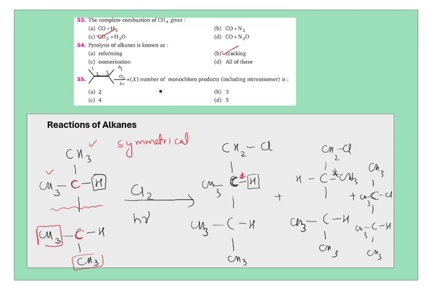Therefore, the number of monochloro products is 3, including stereoisomers. Therefore, the right option is option B.